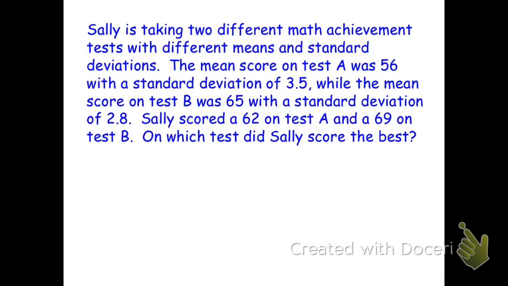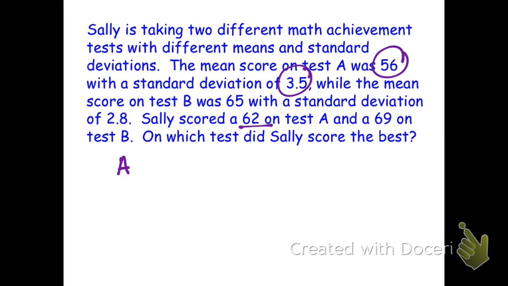Here's an example, and this could be an example for you in your own classes: you've taken two tests and it's asking which one Sally did better on. In your mind, you think, points-wise, I did better on the first test than the second one. But you have to think about it comparative to the class average. Which one did I actually do better on? To compare these two test grades, I need to find the z-score for both of them. Looking at test A, the mean was 56, and the standard deviation was 3.5, and she got a 62 on it.